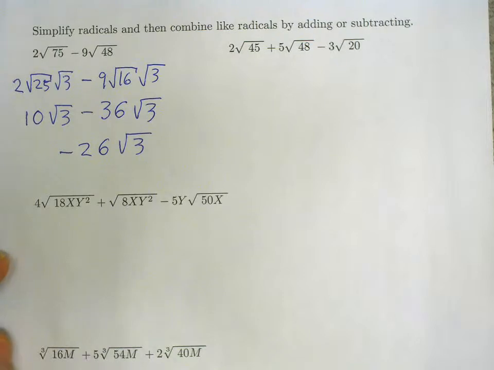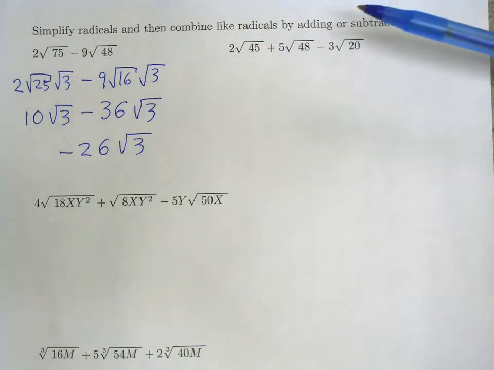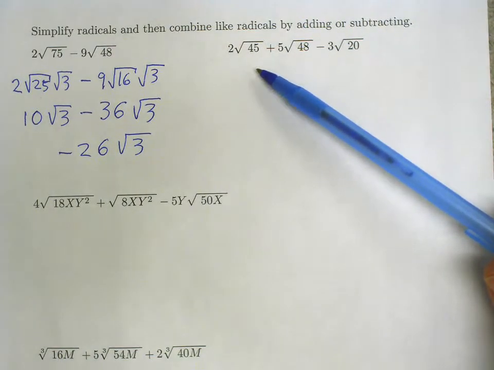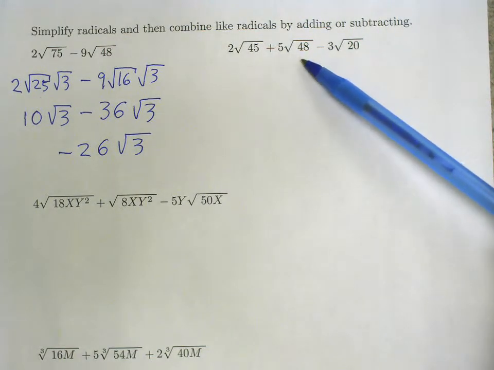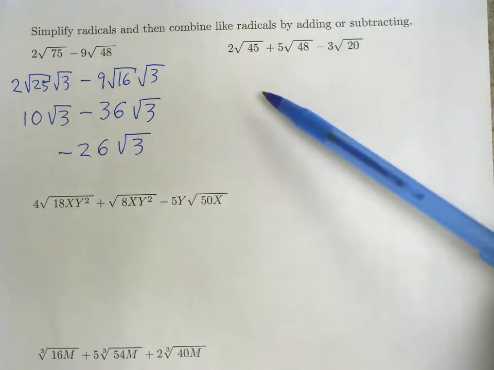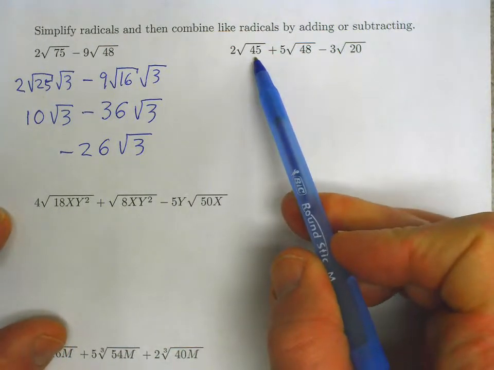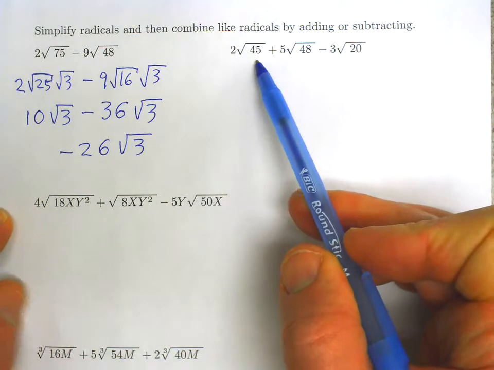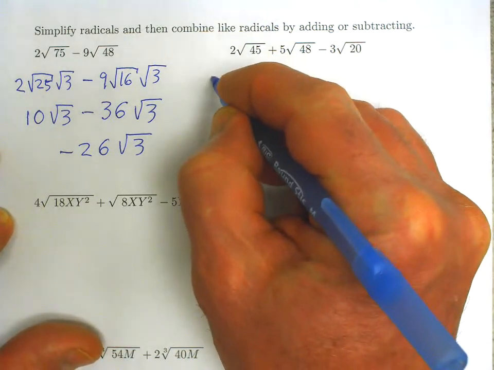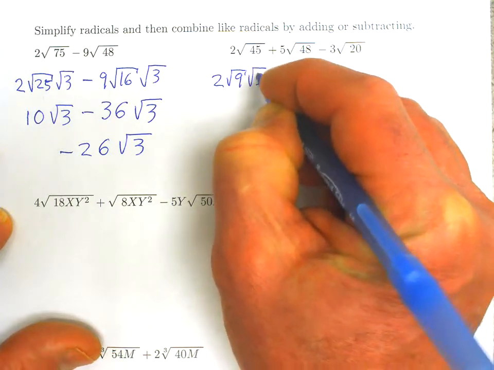Okay, this isn't so bad if you can easily simplify the radicals. The next example, 2 times the square root of 5 plus 5 times the square root of 48 minus 3 times the square root of 20. Each of those square roots can be simplified further. The largest factor of 45 that's a perfect square is 9. 9 times 5 is 45. So we will rewrite this as 2 times the square root of 9 times the square root of 5.